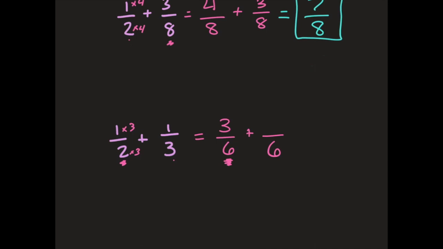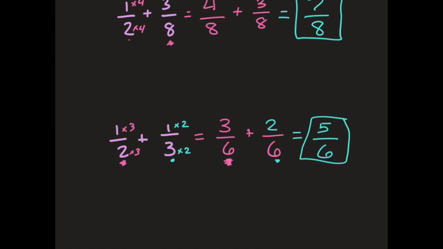All right, coming now to the second one here. 3 times what gives you 6? Remember, I turned that 3 into a 6. So what did I multiply it by? How did I change it? I multiplied it by 2. Whatever I do to the bottom, I have to do to the top. 1 times 2 is 2. So now I'm going to add these. Remember, my 6 stays the same. 3 plus 2 is 5. So my answer is 5/6.